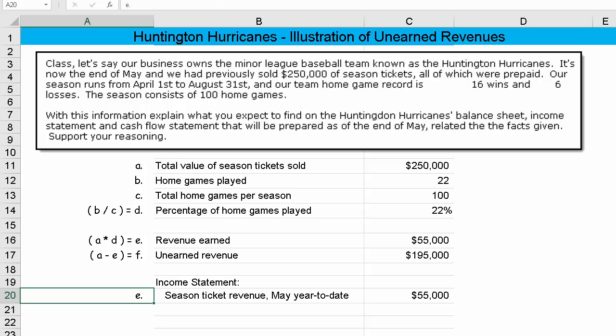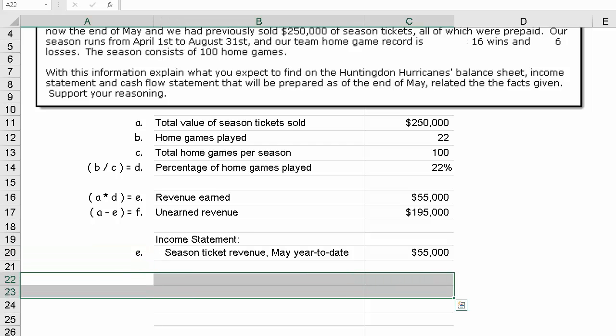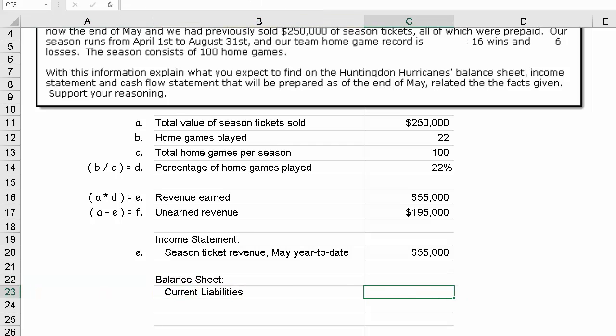Let me slide up, get a little bit more view here. And what do we expect to see on the balance sheet? Well, on the balance sheet, we expect to see current liabilities that are going to be equal to the unearned revenue. And that is given by F.